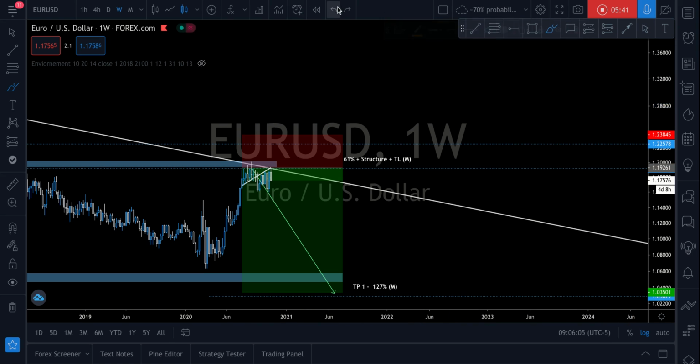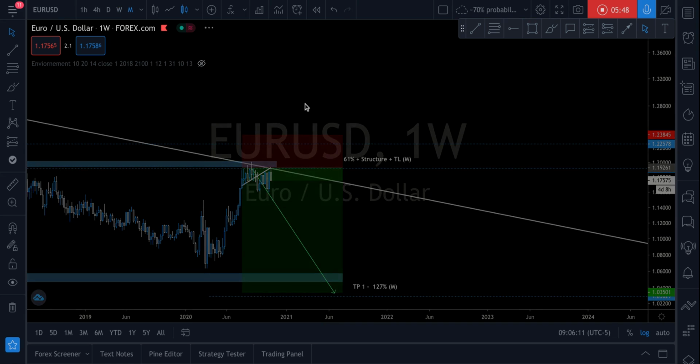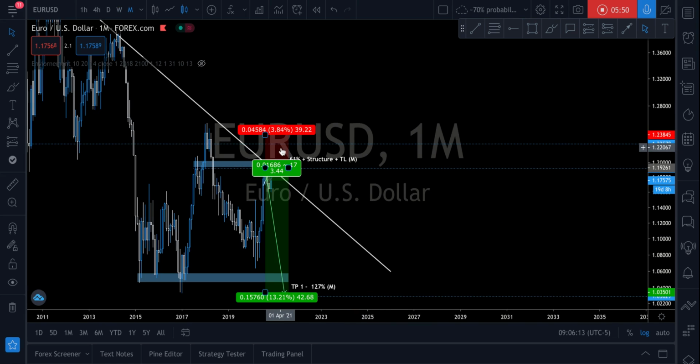And that being said, this is Euro USD. You can see our take profit and stop loss is above. Let's go to the monthly real quick. Our stop loss is just above this area of critical structure. So we could actually move it lower and just above this area of structure right here, which would give us like ridiculous risk reward ratio, but we wanted to give it some breathing room. In addition to that, our take profit was this 127 extension.